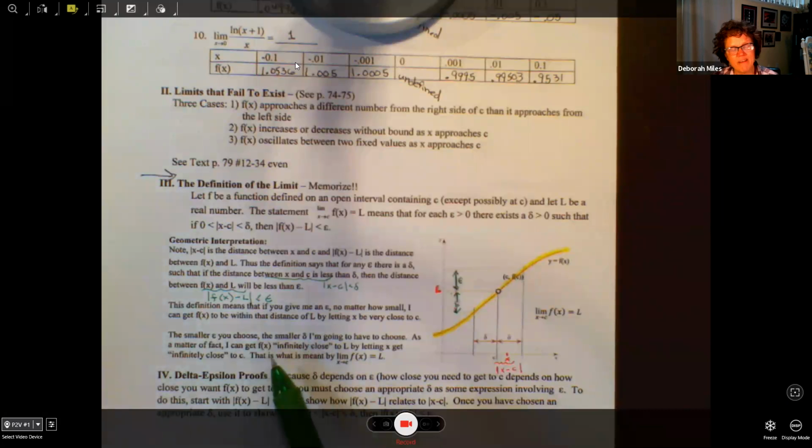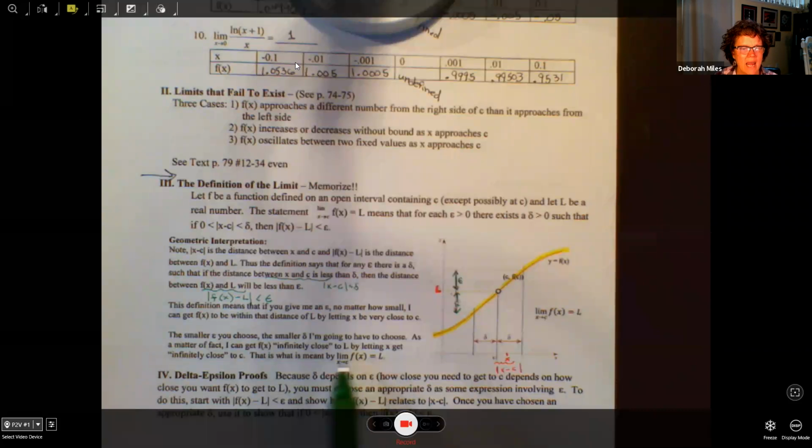As a matter of fact, I can get f of x infinitely close to L by letting x be infinitely close to c. And that's what this notation means. This means I can get the function value to be infinitely close to L by letting my x get appropriately close to c. And I have to figure out what that appropriate is.